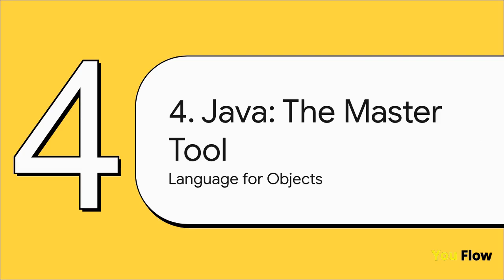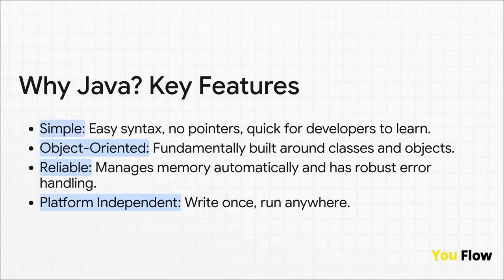So we get the concepts, right? Classes are blueprints, objects are the buildings. So where does a language like Java fit into all this? Well, it's basically the master tool for bringing these ideas to life. Java was designed from the ground up to be simple, reliable, and absolutely, fundamentally object-oriented.